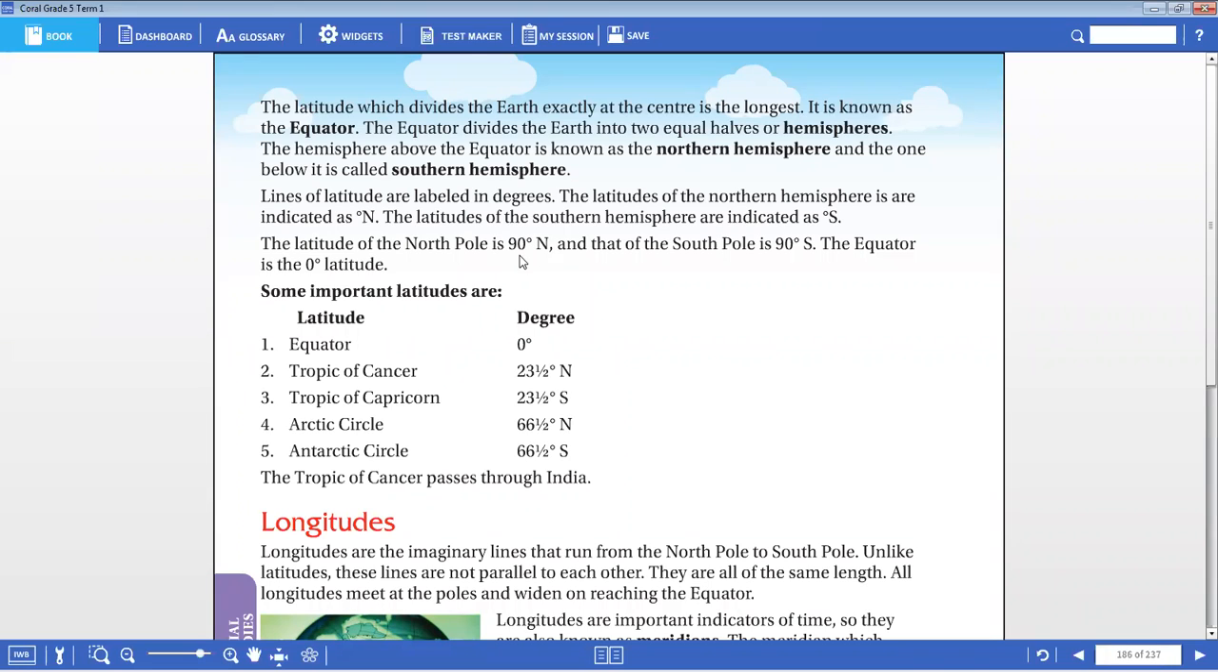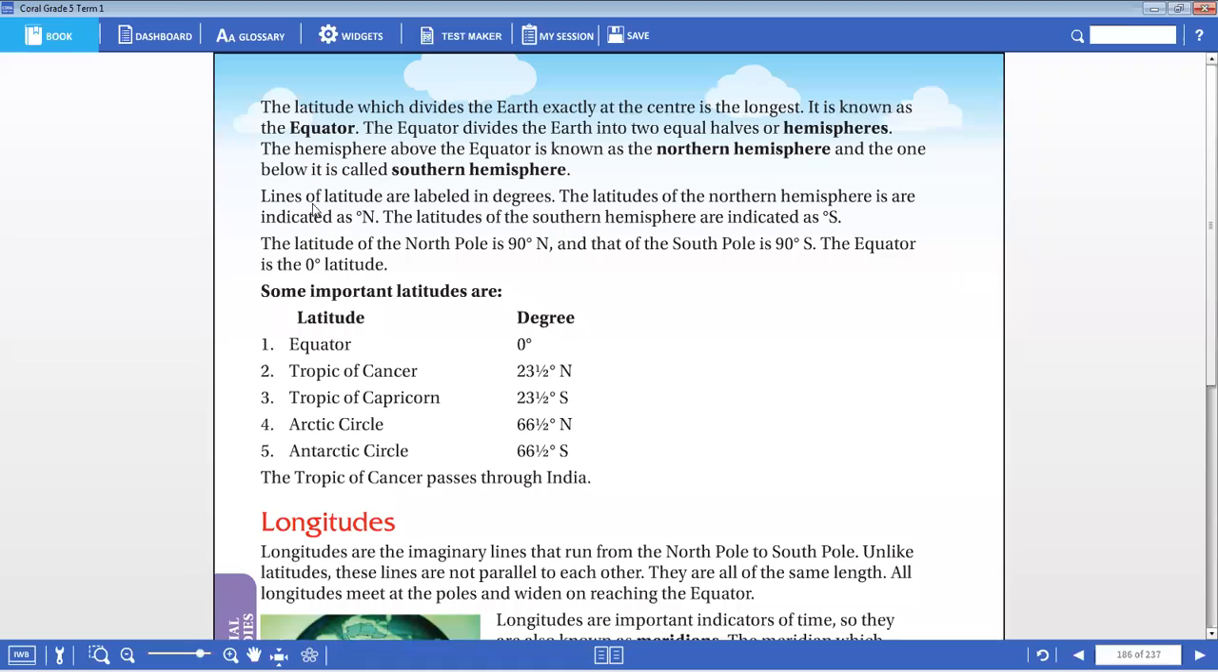You have to pronounce this number as 90, children. This symbol indicates degree. 90 degrees N means north. And the latitude at the South Pole is written as 90 degrees south.